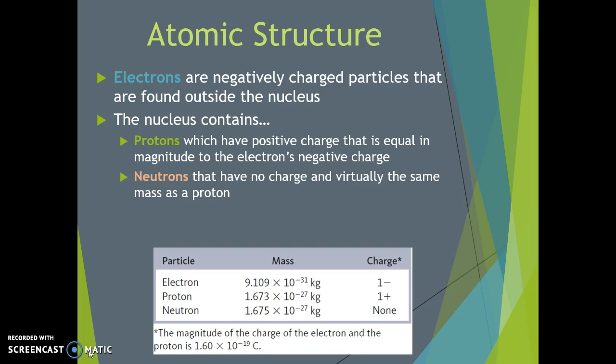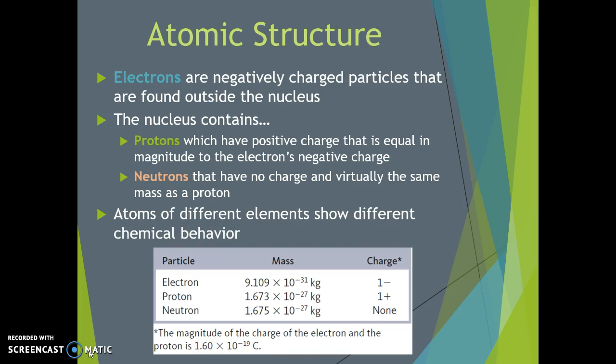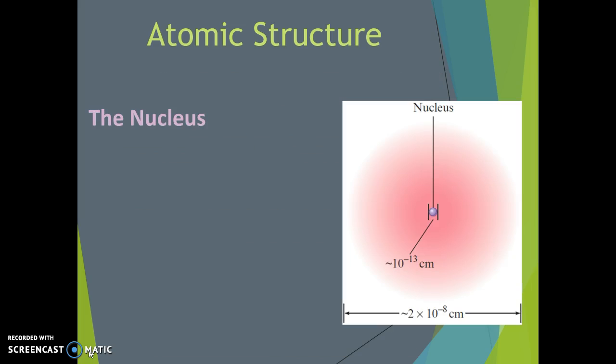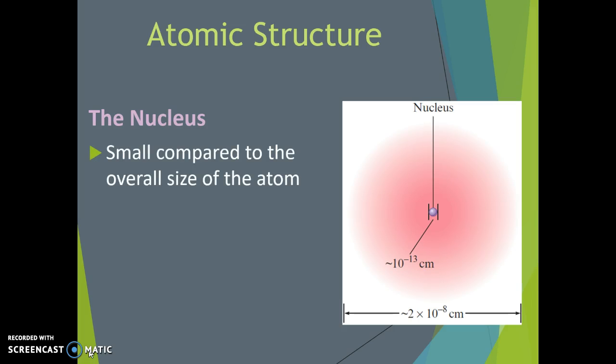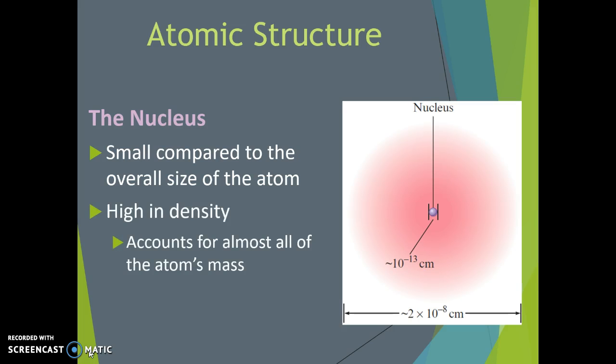Note the proton and neutron have the same mass, and an electron is quite a bit smaller than the other two particles. Atoms of different elements show different chemical behavior because of differences in these subatomic particles. If we look a little bit more closely at the nucleus, it's very small compared to the overall size of the atom, and it's very dense, containing all those protons and neutrons, and accounts for almost all of the atom's mass.